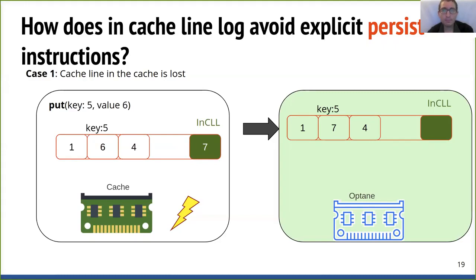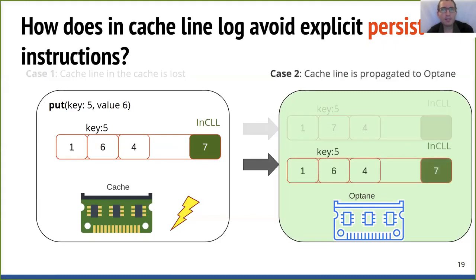The second possible state is that the modifications get propagated to the persistent memory. After power failure, the application can use the in-cache line log to restore the state of the cache line back to the initial value in the epoch. For the example case, since key 5's value 7 is already logged in the in-cache line log, the application can roll back the value to 7.